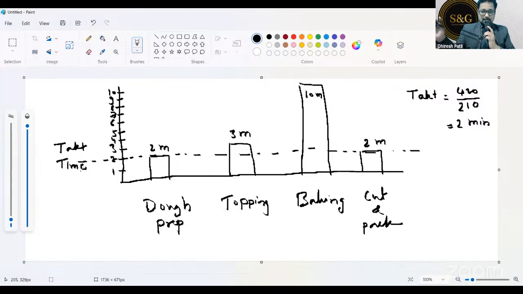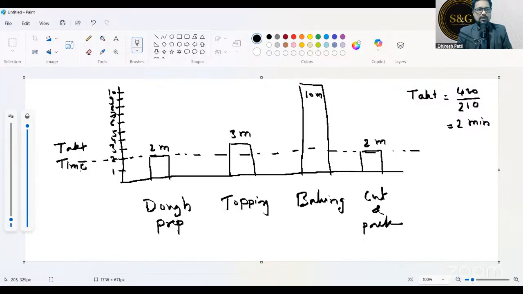Now, what is the throughput time for this? What is the total throughput time for this process? Type in the chat box, everybody. What is the total throughput time for this process?